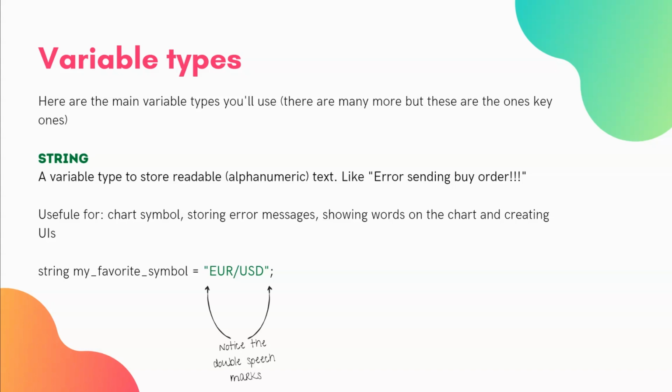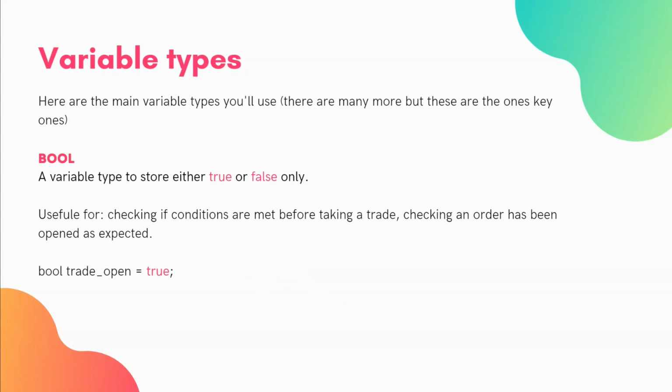So here again, we set the type to string, we give it a name, my favorite symbol, and we set that to EURUSD in these speech marks here. In between the speech marks, we've got our string, so that the computer knows where the start and end of our text is, and that separates it from the text over here. You see it goes green in the editor when you do that, semicolon at the end, and you've made a string variable.